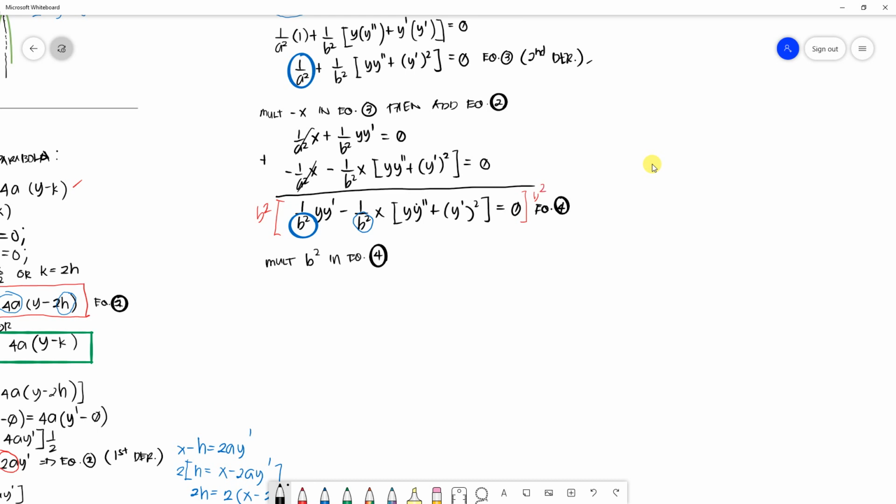Meron na lang ako y prime, minus, wala na si b squared, x na lang, times y double prime plus y prime quantity squared, equals to 0. So, aayusin na lang natin ito, pero okay na rin itong naka-factor. Yung constant, lalagay sa kanan. Kung wala, 0. So, this is now our final answer.